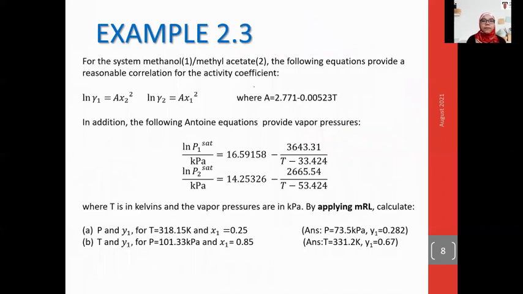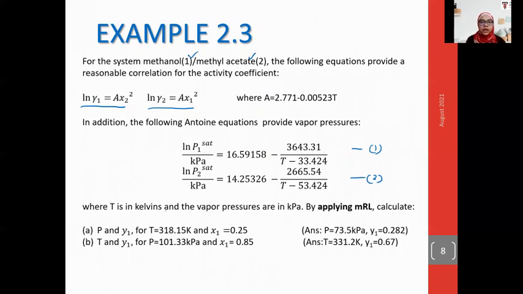Okay, the next example, we have a two-component or binary system, methanol and methyl acetate. The following equation gives a reasonable correlation for the activity coefficient. This is the general equation to determine the gamma or activity coefficient. The correlation for A here is given. In addition, the following Antoine equation provides the vapor pressure, this is for component 1 and this is for component 2.